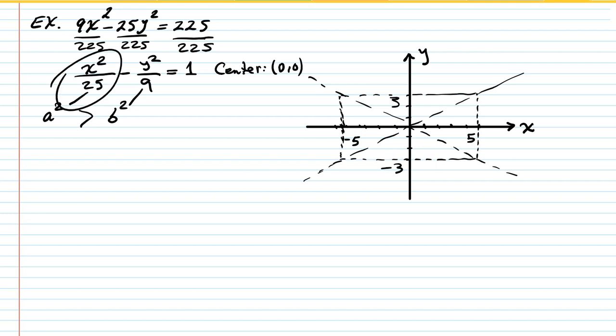Remember, this is a horizontal hyperbola. So I go from the center, which is at 0, to the right 5, out to the edge of the box on the right, and out to the edge of the box on the left. And then we're going to draw the branches, these parabolic branches. One goes like that, the other one like this. Make sure they do not cross the dotted lines.